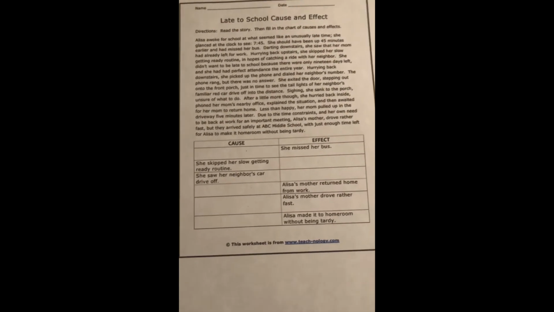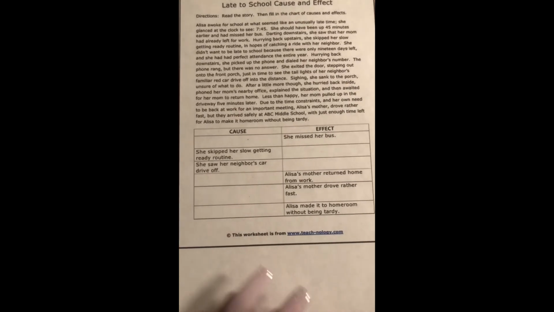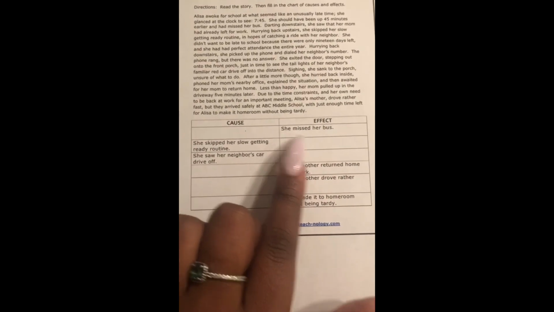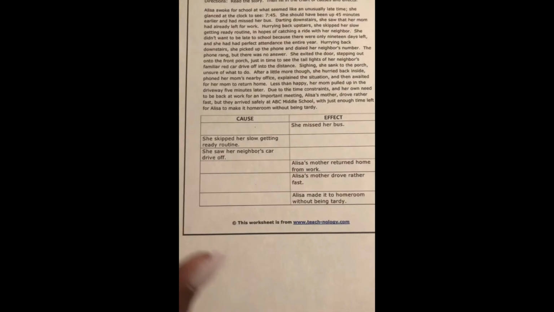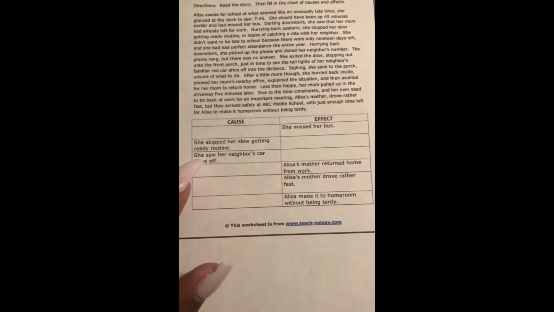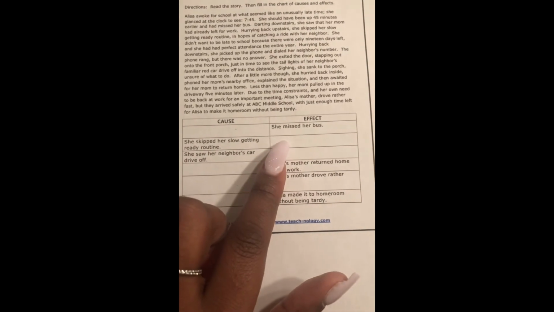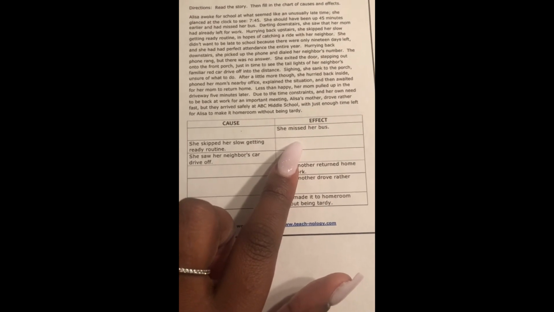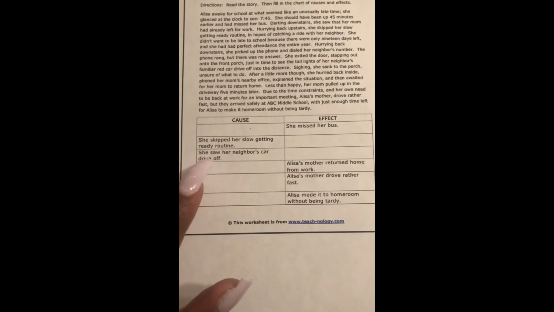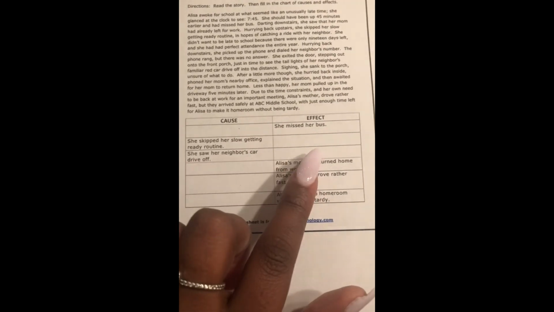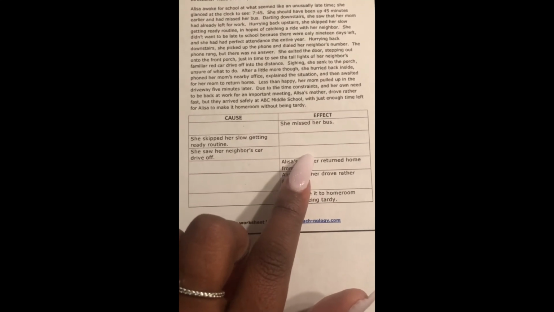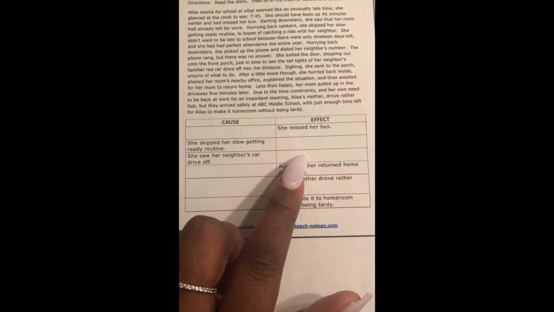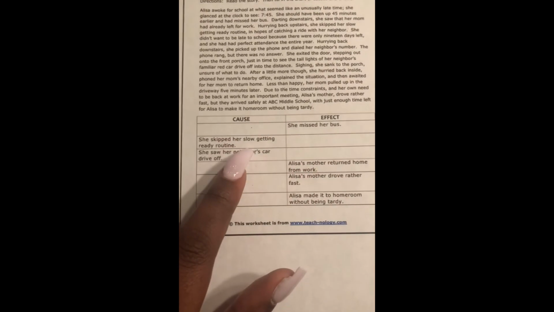So we've read the passage, and now we have the cause and effect. So we see that she missed her bus, and we need to figure out why she missed her bus. We see that she skipped her slow getting ready routine. Well, what happened that caused her to skip her slow getting ready routine? She saw her neighbor's car drive off. What happened that caused her to see her neighbor's car drive off?